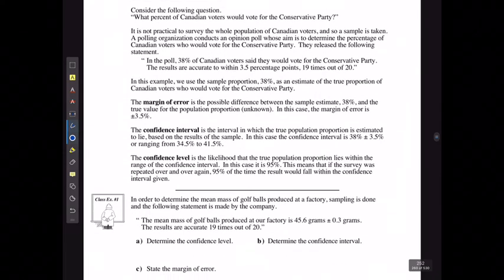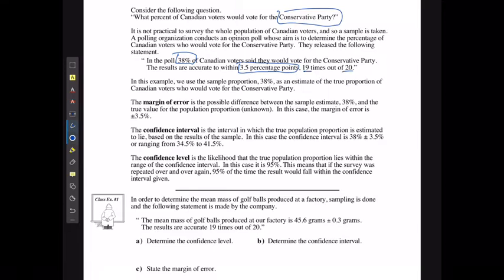So, if we consider the following question, what percent of Canadian voters would vote for the Conservative Party in the next election? It is not practical to survey the entire population of Canadian voters, and so we just take a sample. A polling organization conducts an opinion poll whose aim is to determine the percentage of Canadian voters who would vote for the Conservative Party, and they release the following statement. In the poll, 38% of Canadian voters said they would vote for the Conservative Party. The results are accurate within 3.5%, and that is true 19 times out of 20.